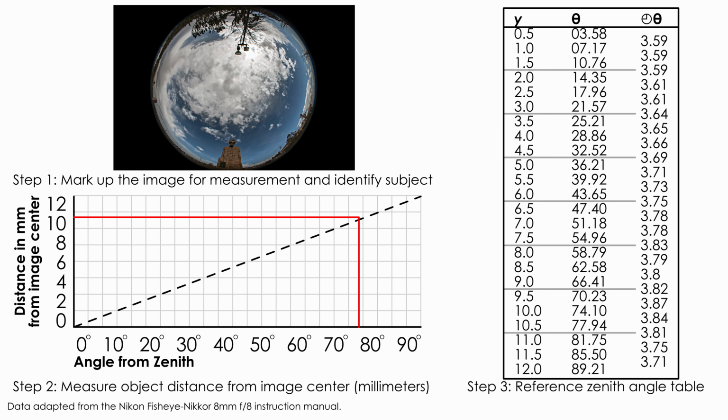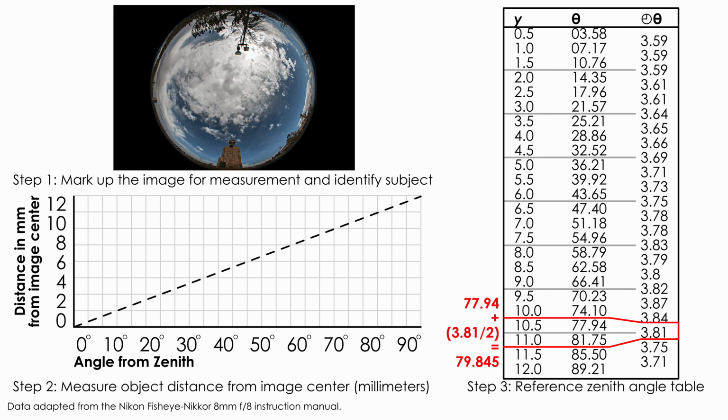That gives us a pretty good range, but we can get a more precise reading if we use the table from the manual. The table indicates that the exact angular distance from the zenith for our tree tip will be 79.845 degrees. And you know what? That 77 degree reading is pretty darn close at a glance.